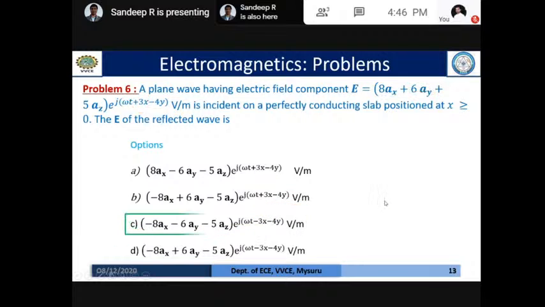Since it is a perfectly conducting slab, the incident wave and reflected wave will have the same value, but the x value is in the opposite direction.